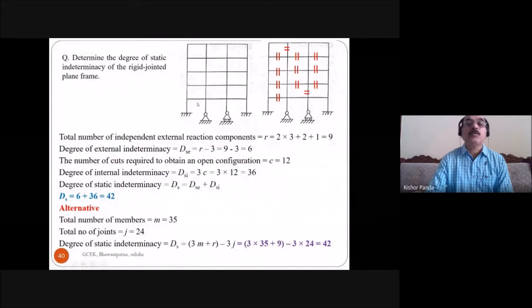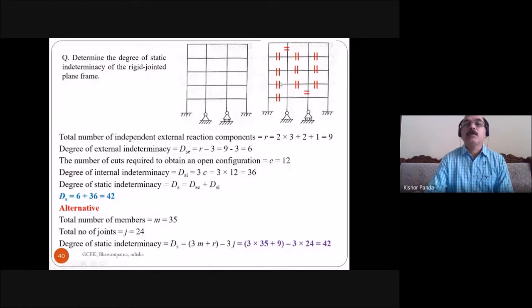So what you have to do? You have to make a number of chords so that the structure will be open shape. How many chords are required to make it open configuration? Here you see, all chambers are closed. Here one chord required, so this will be open.